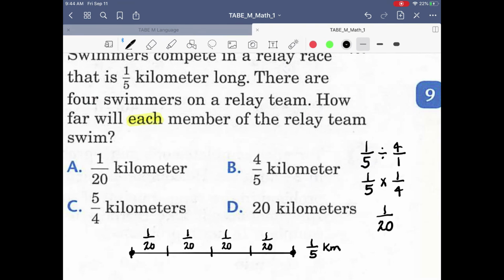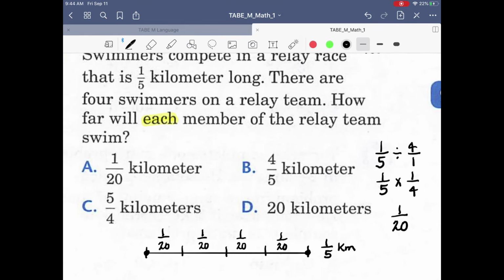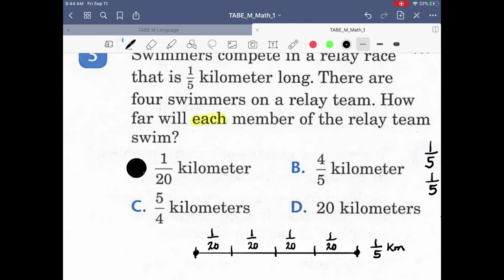Relay races are very common in fraction problems, so I wanted you to understand exactly what's happening in a relay. And that could be swimming or running or walking, whatever the sport is, it can work the same way. So the answer to number 5 is A, 1/20th of a kilometer.